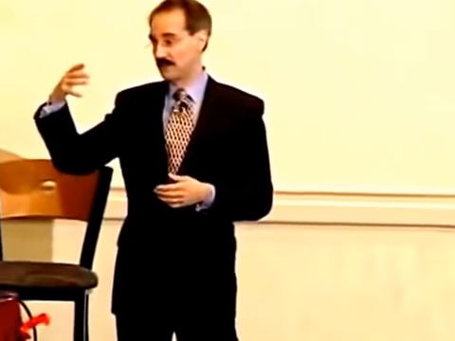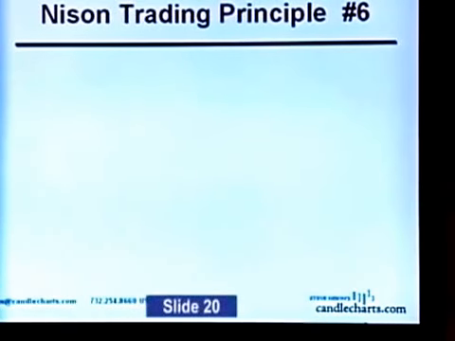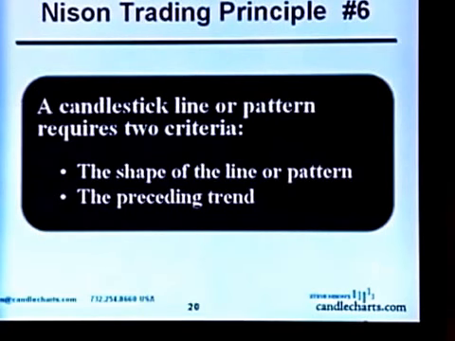One of my Nison trading principles, okay, I have about 18 Nison trading principles. These are core trading principles, either how people misuse the candles or trading strategies, trading tips, and we're going to go through a few of them here. The number is not important, like 6 is not more important than number 5, or 1 than number 2. We won't go through all of them, but one of them is that a candlestick line or signal requires 2 criteria. 1 is the shape of the candlestick line. 2 is the preceding trend.